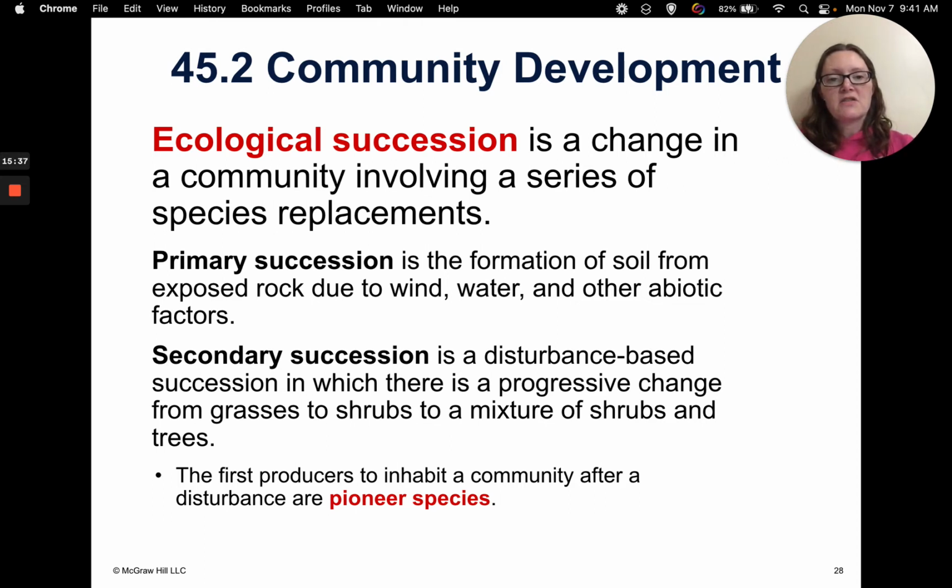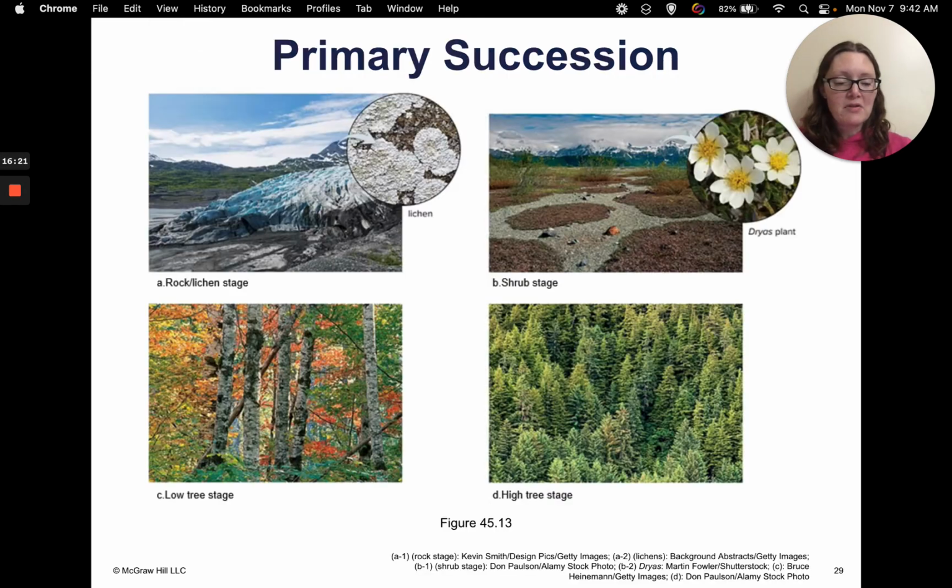So primary succession is the formation of soil from exposed rock due to wind, water, and other abiotic factors. Secondary succession is disturbance-based, in which maybe a forest was there that got burned down by fire. And we don't have to start from scratch, from bare rock. We had some soil to start with. So both of these are going to start with something called a pioneer species. The pioneer species is the first thing that's going to come into the area. And a pioneer species is usually something very basic, like a moss or an algae or a lichen, something like that that is going to establish itself.